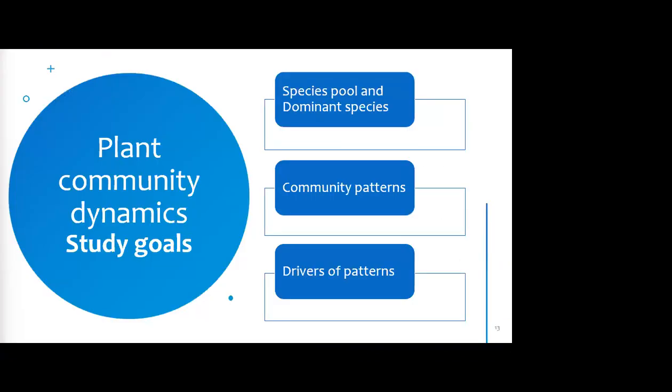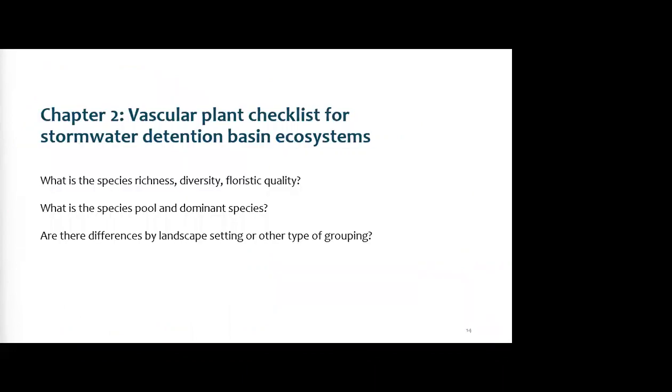The initial questions of my research were to establish the species pool and dominant species, the community patterns, and then the drivers of those patterns. And understanding these factors can inform future design practices and the types of additional functions that stormwater detention basins can provide. So my first research chapter addressed these questions directly.